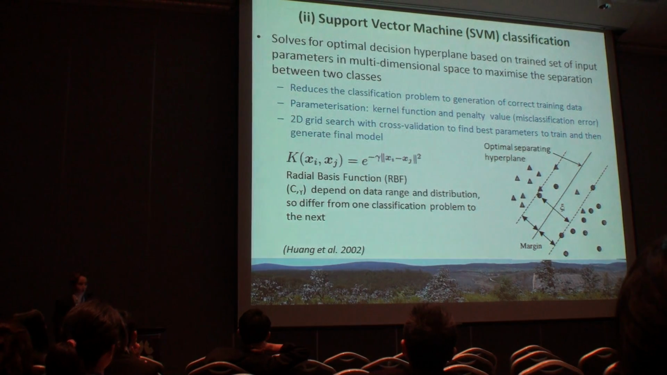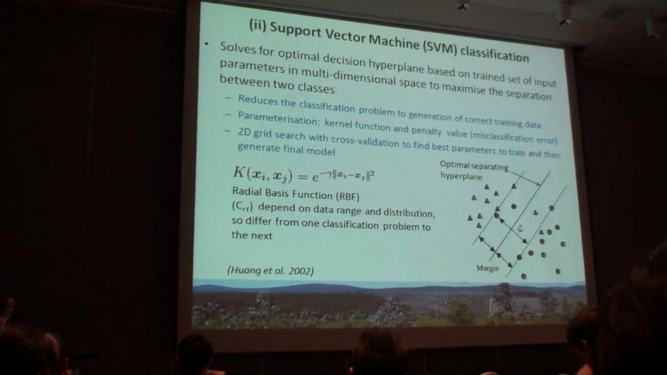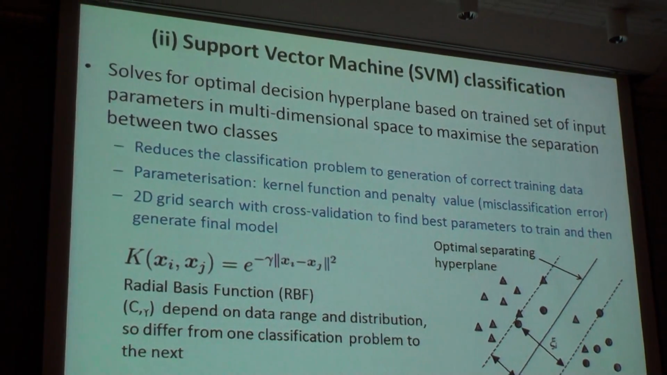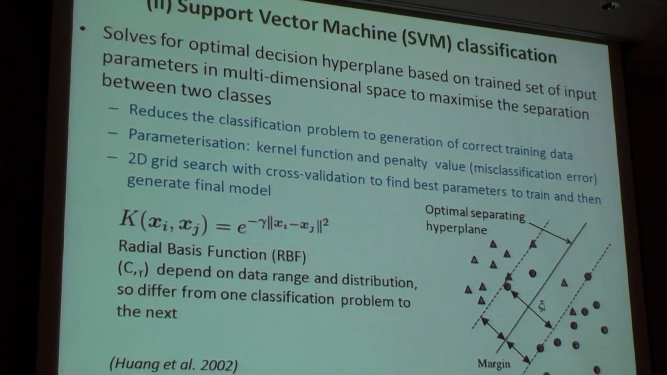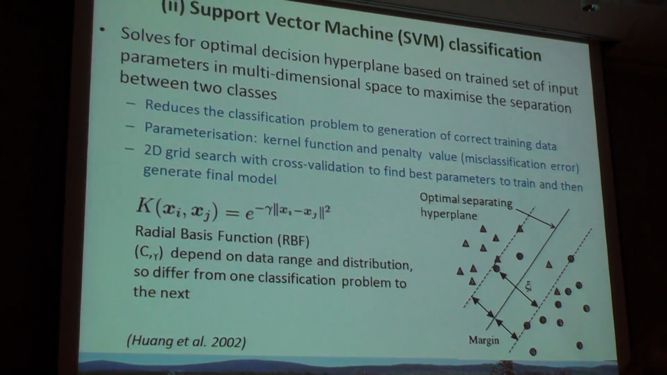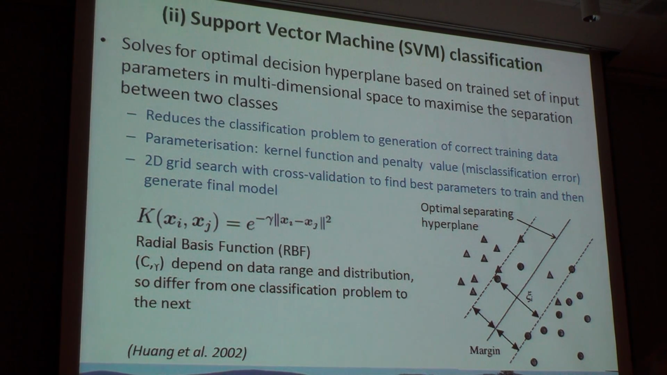So our second approach used the support vector machine, which solves for the optimal decision hyperplane based on a trained set of input parameters. It seems to work best in multi or hyperdimensional space to maximize the separation between the cover types of interest. So you can use any number of input layers for the parameterization, and certainly any type of data, and basically reduces the classification problem to the generation of correct training data. So where you have perhaps sparse or limited training, then the results would perhaps not be so reliable.